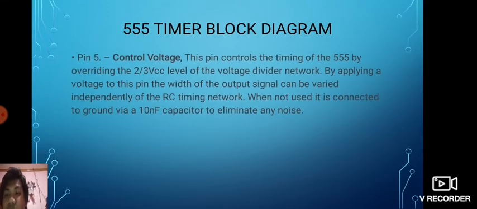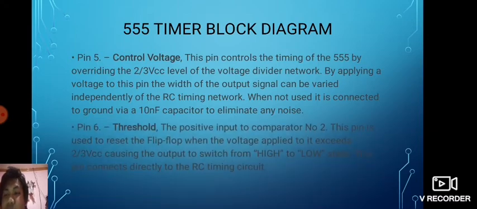Pin 5, control voltage. This pin controls the timing of the 555 by overriding the 2/3 VCC level of the voltage divider network. By applying a voltage to this pin, the width of the output signal can be varied independently of the RC timing network. When not used, it is connected to ground via a 10 nF capacitor to eliminate any noise.